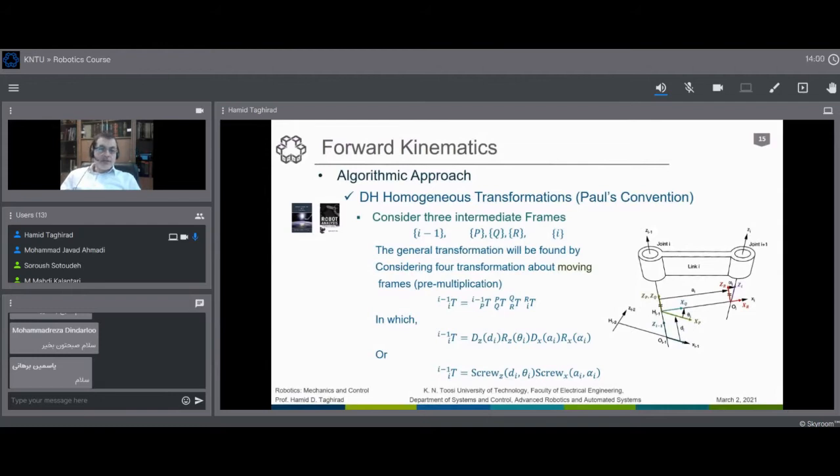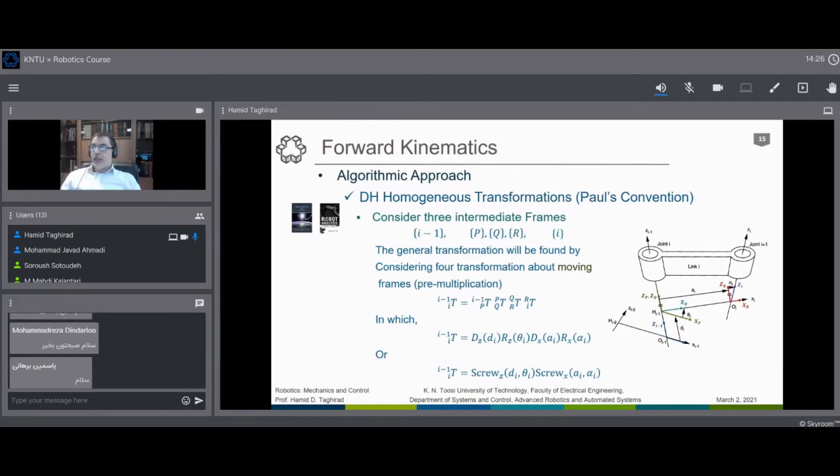Thank you for joining us for this session. I will give a very quick review of last session, and then we'll continue on some examples and hopefully a very attractive new method of successive screw for forward kinematic analysis of a serial manipulator.